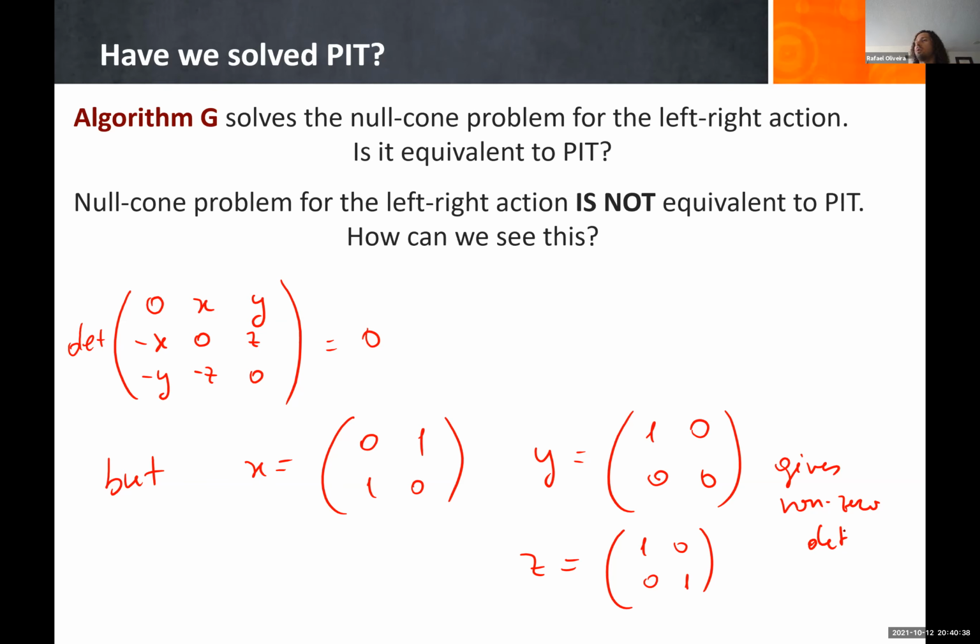So if we were trying to solve PIT, the algorithm would be wrong right here. It would say this matrix is not singular. But as a matter of fact, we know it's singular. Does that make sense?